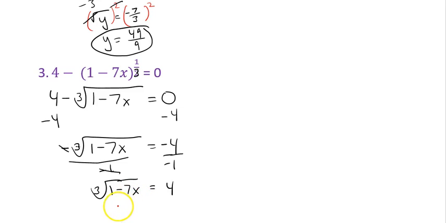Now the way to get rid of a cube root is by using its inverse, which is cube. So I'm going to cube both sides. And again, I'm still going to use parentheses to make sure I get everything with the correct signs the way that I want it. The cube root and the cube cancel, and I have 1 minus 7x. And then 4 cubed is 64.